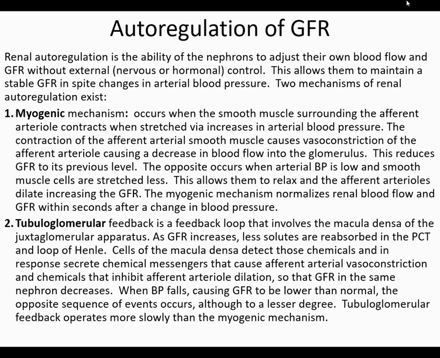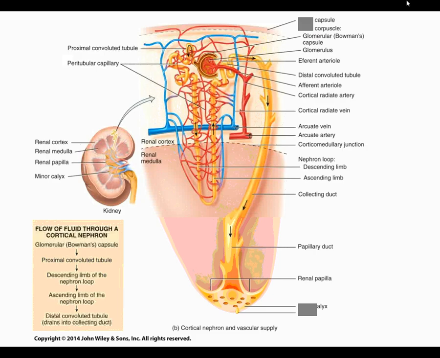Okay, when blood pressure falls, causing GFR to be lower than normal, the opposite sequence of events occurs, although to a lesser degree. Okay. Tubuloglomerular feedback does operate more slowly than the myogenic mechanism. So let me go back to our figure here of our nephron. Okay, remember I had you guys identify this region right here of the distal convoluted tubule. Okay, I described that as the juxtaglomerular apparatus, which is where the tubule passes right by that afferent arteriole.